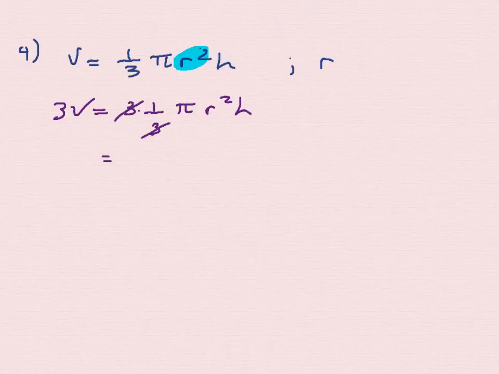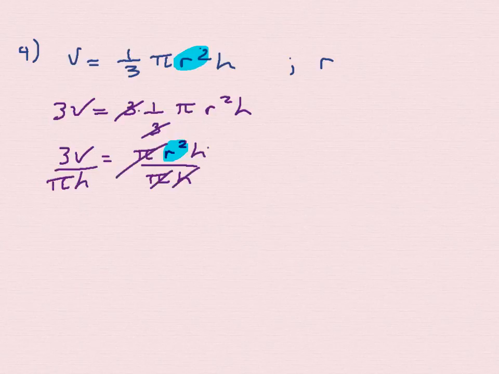And that will leave you with pi r squared h equals 3 times the volume. If you want to solve for r, you have to get rid of everything except for the r first. Let's divide by pi and h to get that isolated, both sides. Cancel the pi, cancel the h. You're left with the radius squared equals 3 times the volume divided by the product of pi and h.